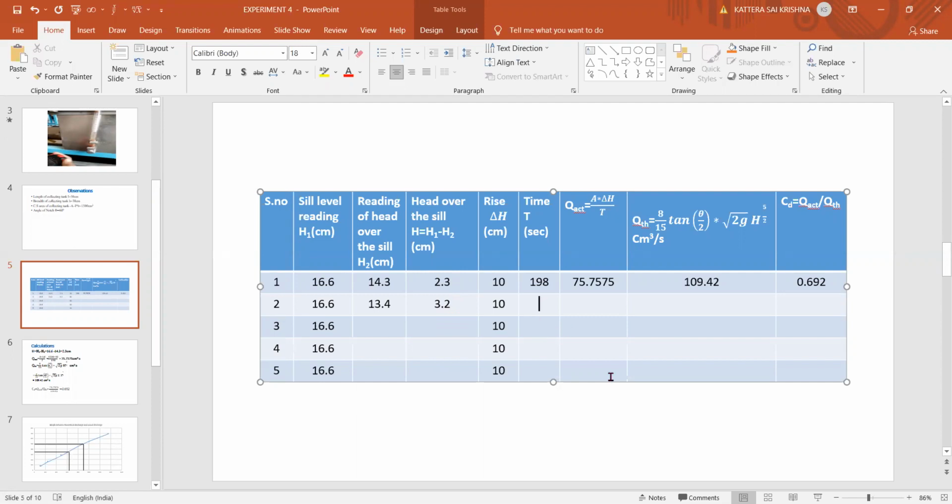Okay. So after that, we'll check the time taken for the 10 centimeter rise. So the time taken. Now you can notice whether the time will increase or decrease. Can anyone tell?